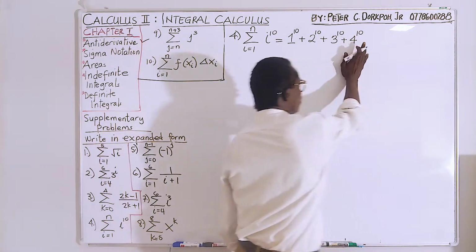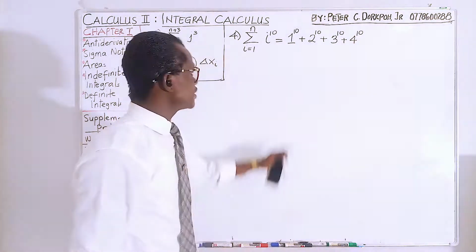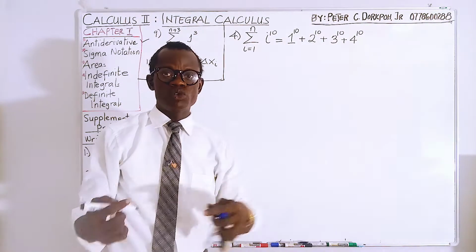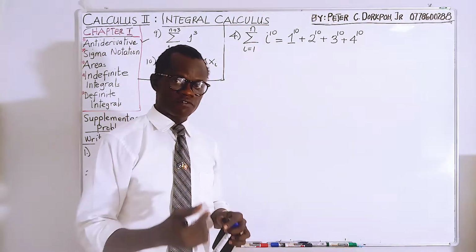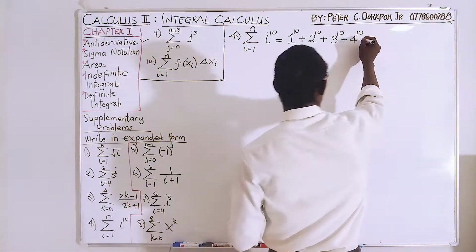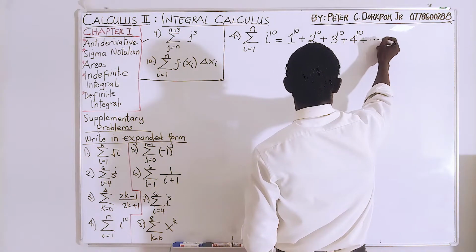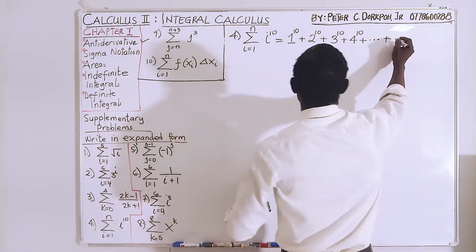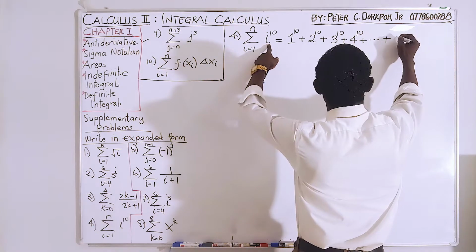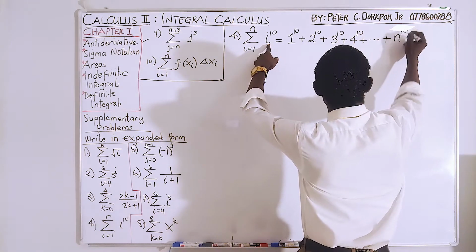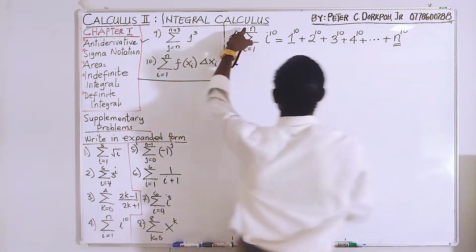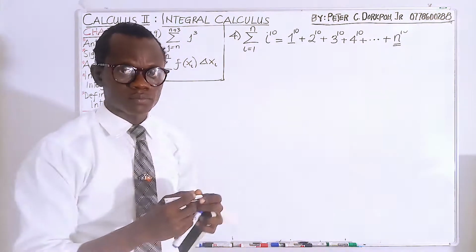Now, no matter how long you go, you are not going to end because this is the nth power. You do not know the nth power. So we just express it like dot, dot, dot, plus, then we now say n raised to the 10th power. So this n now represents the last expression.